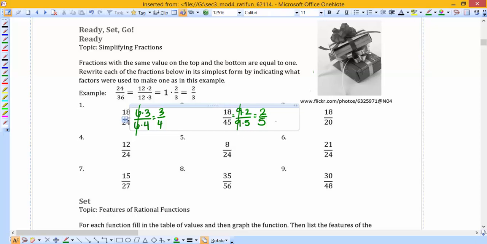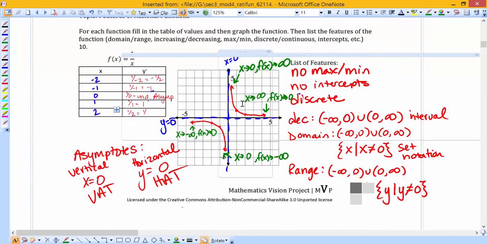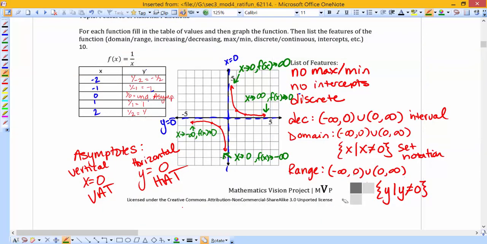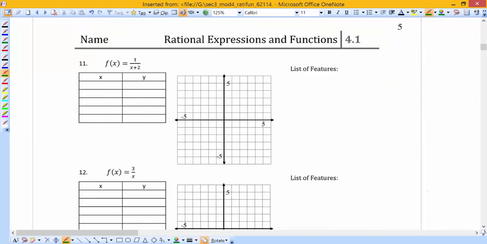So simplify however you want to simplify, but just be familiar with or understand that you are canceling what they share. That is important as we progress through this module. So the set, I'm not going to redo number 10. We did number 10 in class. So I'm going to kind of leave that one as is, and I'm going to do one other one with you. I'm going to do number 11.